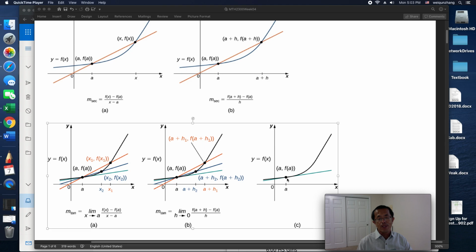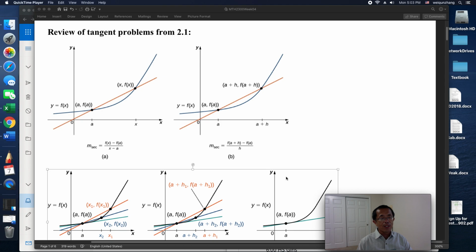To find the slope of the tangent at this fixed point, what we did here is choose another point which is not too far away from this given point. And indeed, that gives us a secant line, the orange line here. It's also worth mentioning that part A and part B really denote exactly the same situation, just different ways to represent it. In A, there is a fixed point on the graph, and then we choose another point which is not too far away from this A.